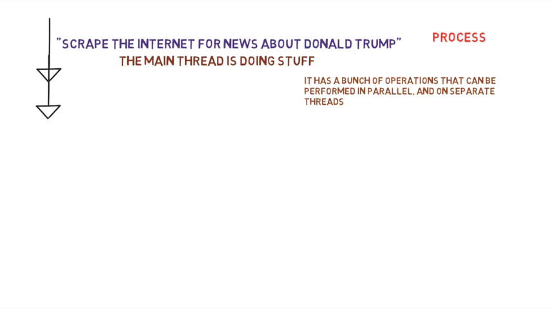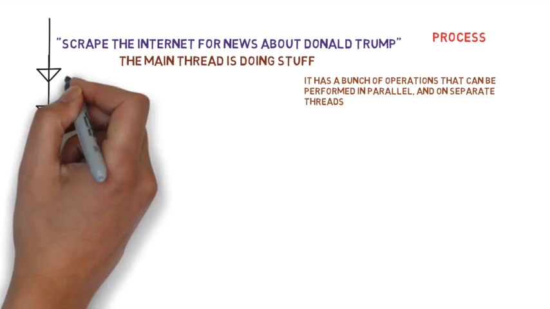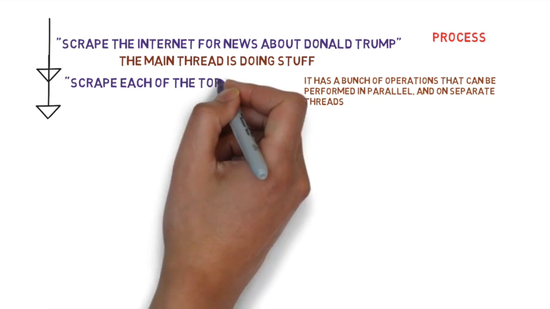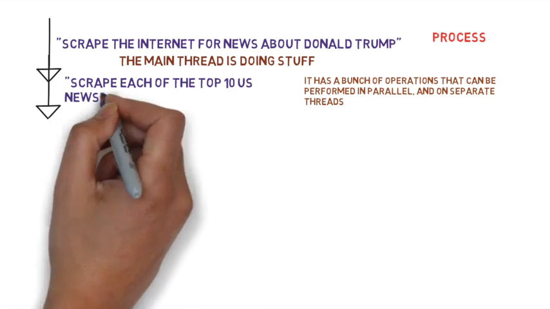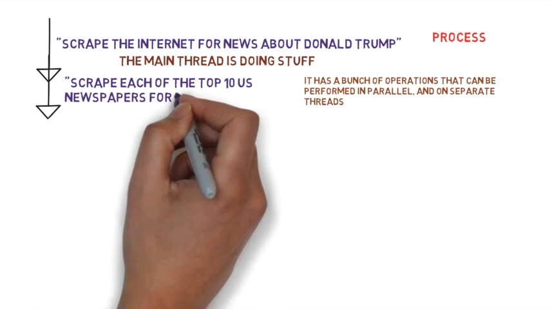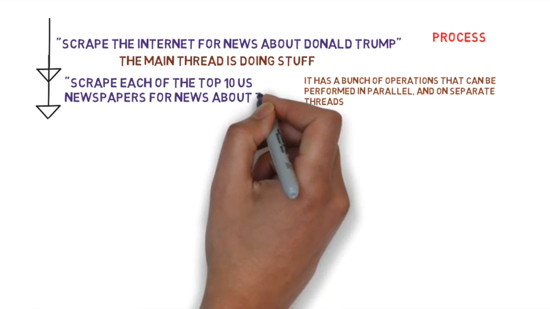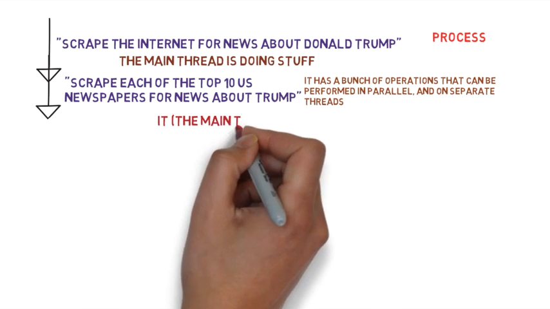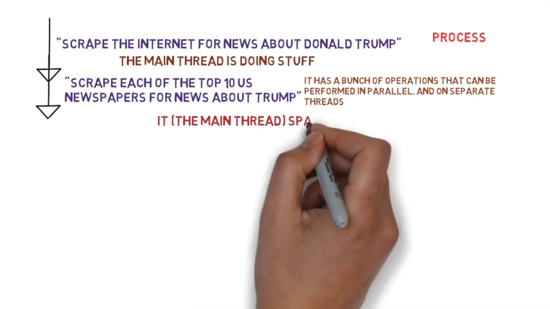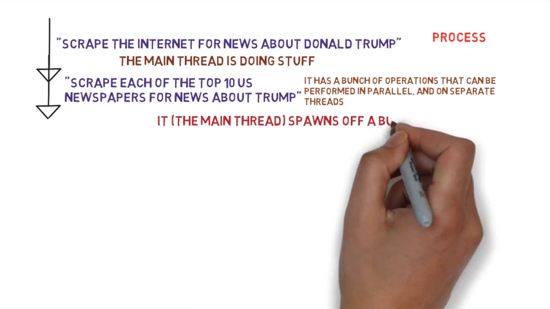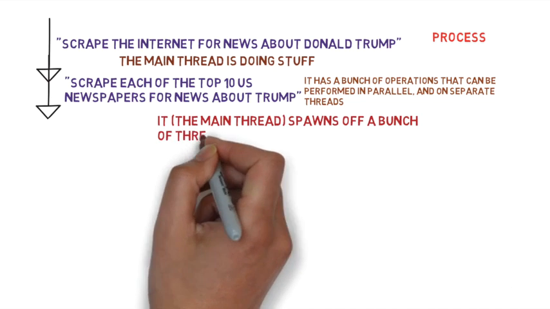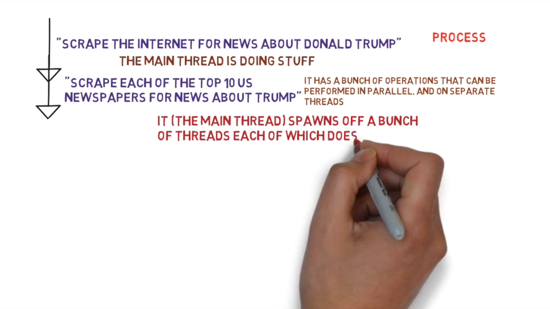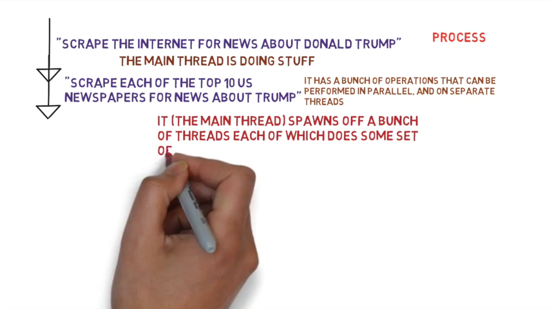So let's break it down and get something more specific where we say, scrape each of the top 10 US newspapers for news about Trump. We've made our objective a little clearer by specifying that we want news about Trump from 10 newspapers. Now, the main thread, which is responsible for allocating tasks, spawns off a bunch of other threads, each of which does some set of parallel operations simultaneously.